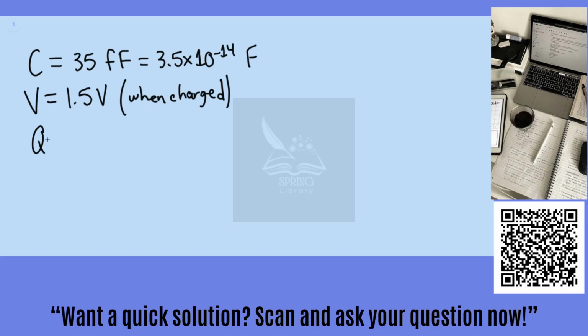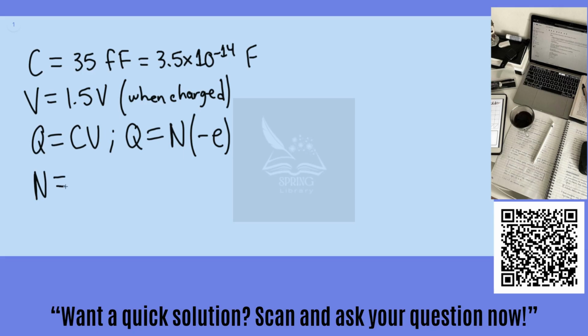So we know that Q equals CV, and we know that Q can also be related to the number of electrons, where N equals the number of electrons, and then e, of course, is the charge on one electron. So if we have a number of electrons, you simply need to multiply the charge on one of the electrons by the total number of electrons. That would be your charge, and then we know that charge is equal to the capacitance times the electric potential. So essentially here, N would be equal to CV over e.